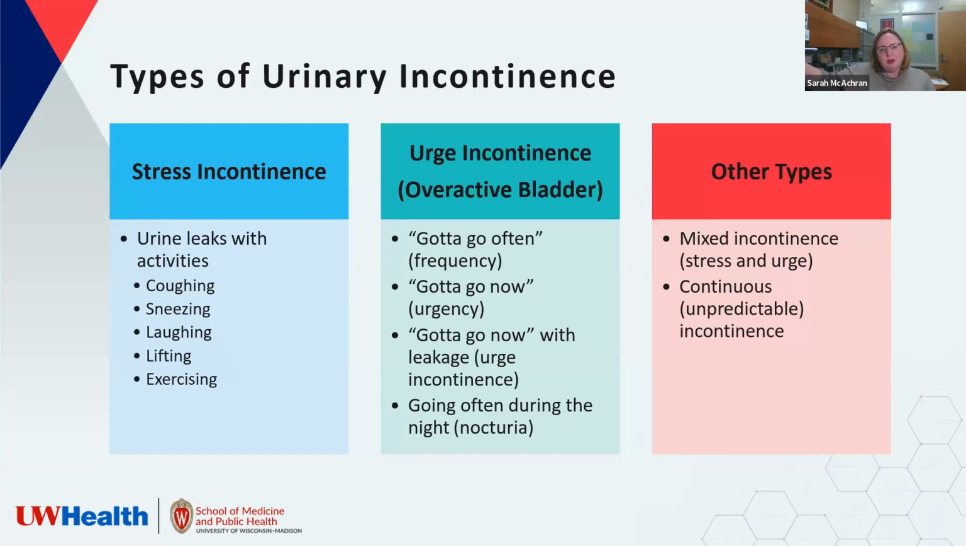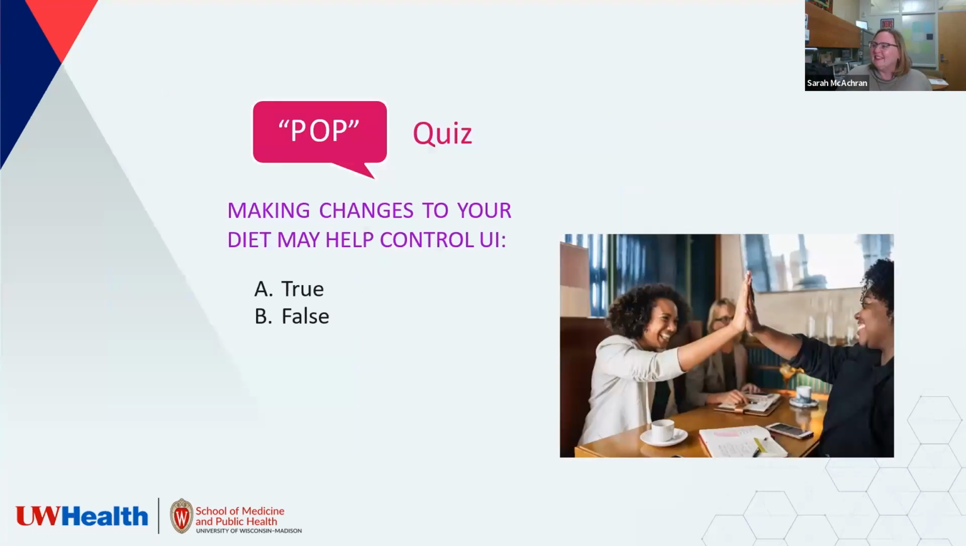And then there's other incontinence. About a third of people will have stress incontinence. About a third will have urge. And about a third are the super lucky folks who have both urge and stress incontinence. So there's a fair number of people who fall into both categories. Continuous incontinence is not really unpredictable. That's a whole separate problem that we aren't going to get into today.